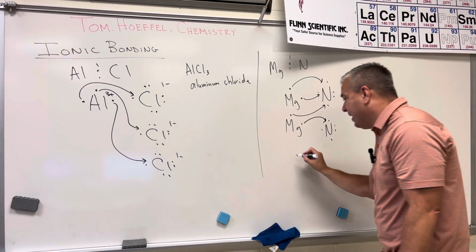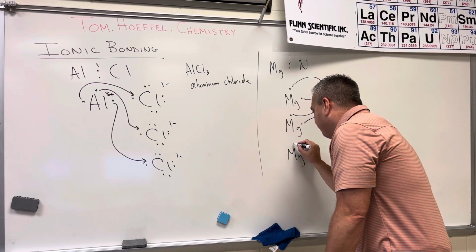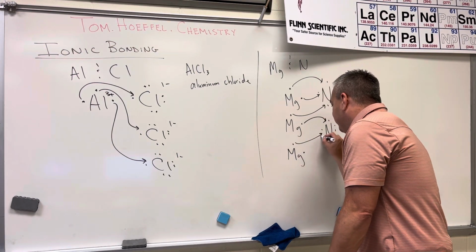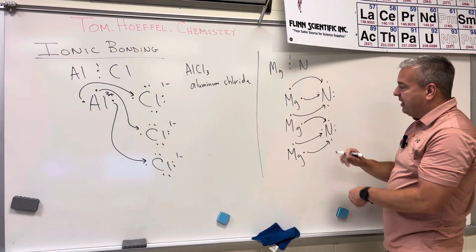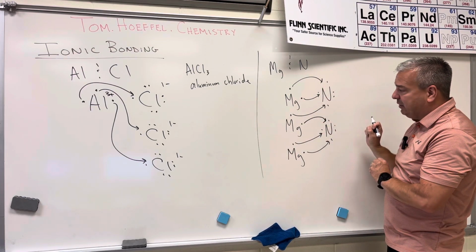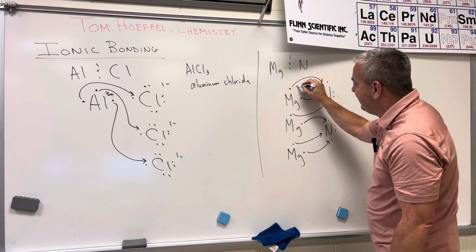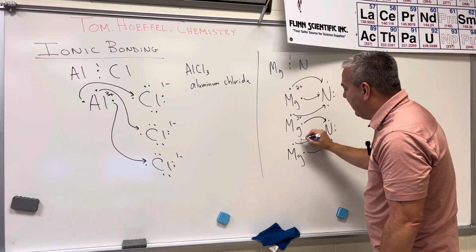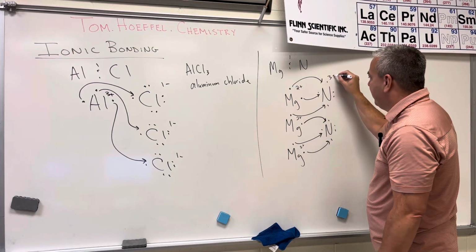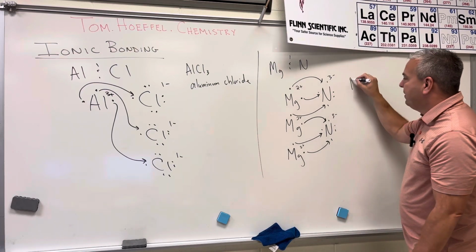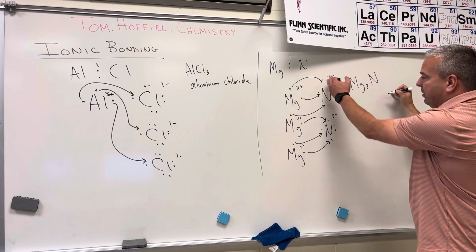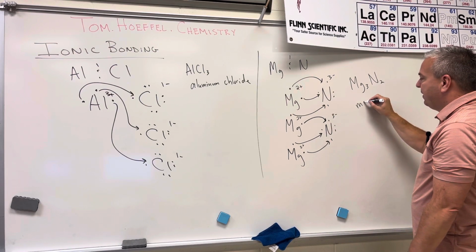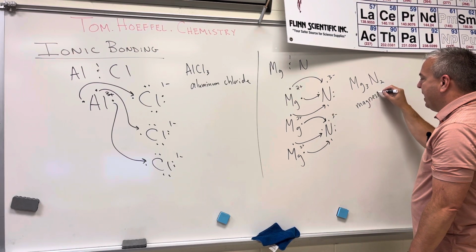You think this never ends, but if you keep working on the problem, you'll eventually get to a point where all the electrons are transferred over, and all of the ones that have been transferred over will get to 8. These each will be a +2 charge, and this will be a -3 charge. We use 3 magnesiums, we use 2 nitrogens, and the formula is going to be magnesium nitride.